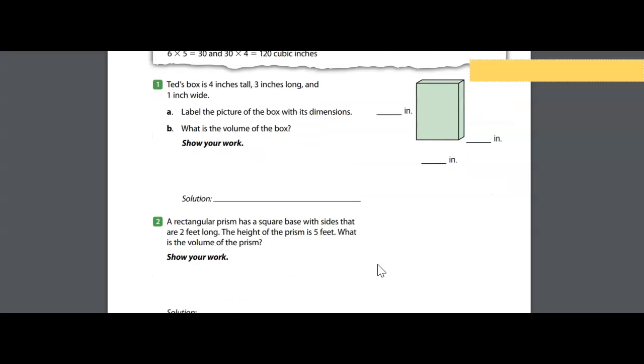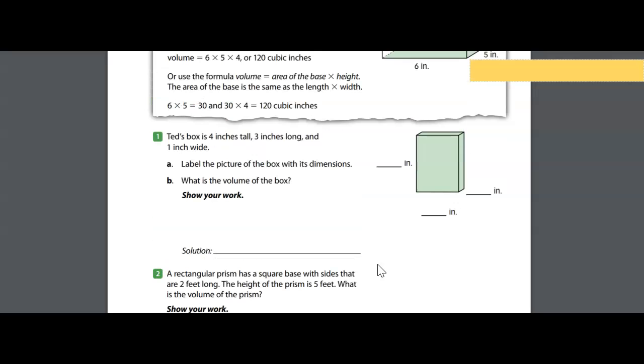Let's move on to question 1. Question 1 says, Ted's box is 4 inches tall, 3 inches long, and 1 inch wide. Part A tells us to label the picture of the box with its dimensions. So let's label it together.